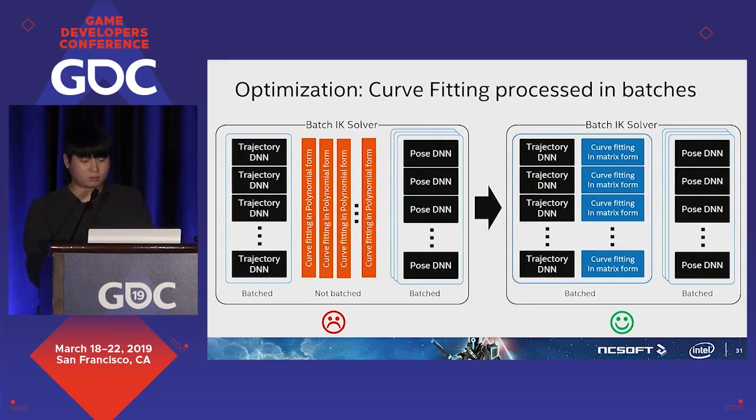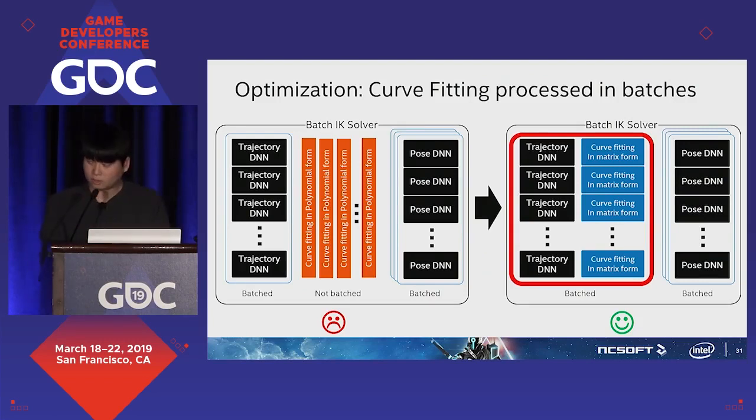In the previous model of the batch IK server, the trajectory DNN and post DNN were processed in batches. But the curve fitting was processed separately in polynomial form. We converted these polynomials to matrix form and processed curve fitting in batches along with the trajectory DNN. This optimization has reduced the overall latency of generating motions by 34%.